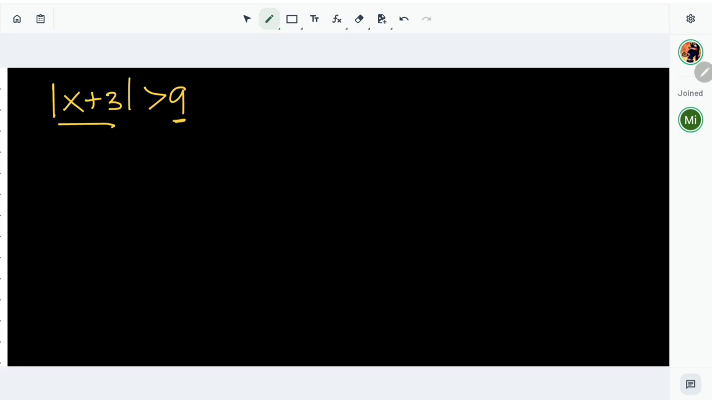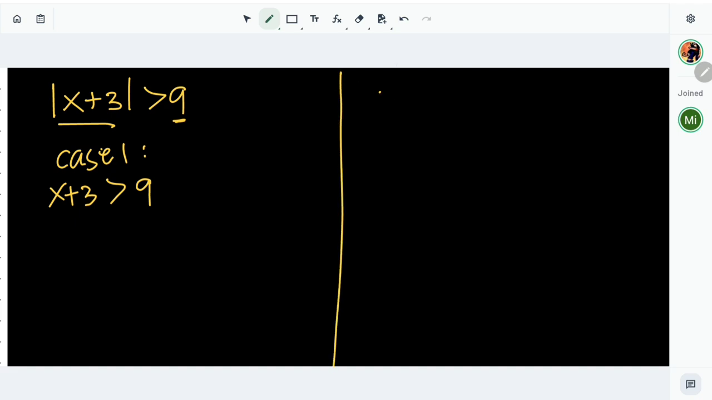Okay, so we do case 1. Case 1, x plus 3 is greater than 9. Then the other one, case 2, this one is x plus 3 less than negative 9. We switch that one because it's negative. Okay, because this is not equal, this is greater than and less than, inequality.